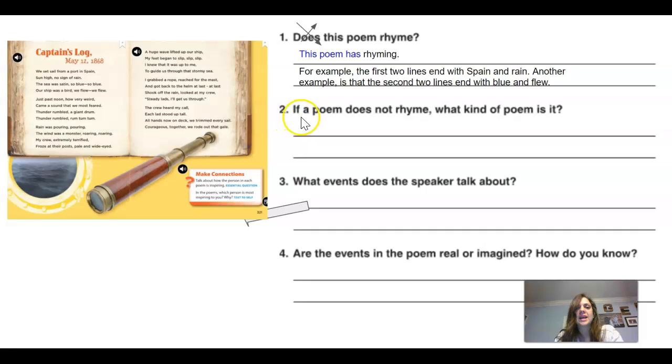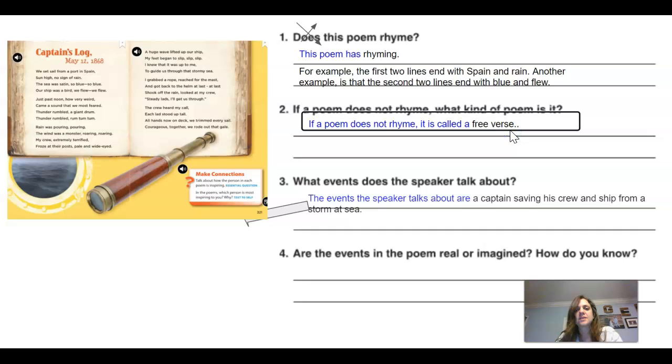Number 2, if a poem does not rhyme, what kind of poem is it? So a free verse does not always have to rhyme. So if a poem does not rhyme, it is called a free verse. And this does not have any text evidence because the poem that we're reading is not a free verse.